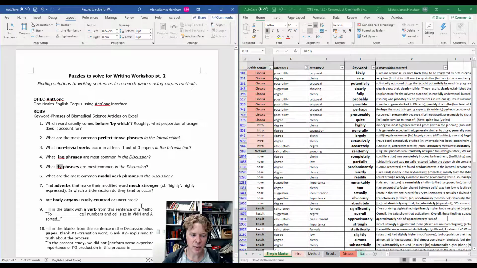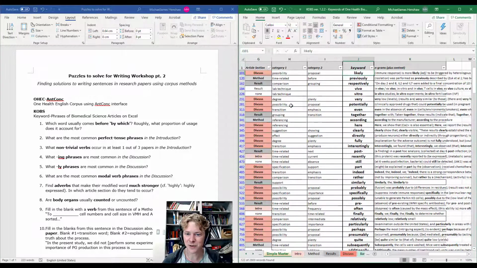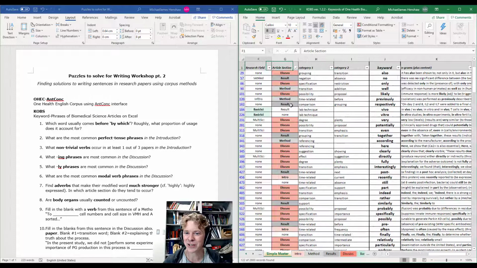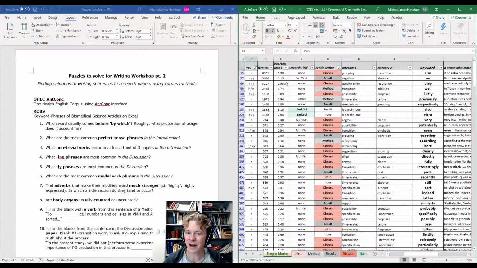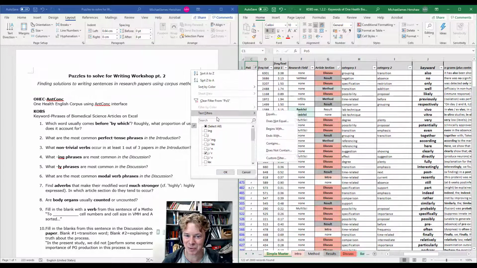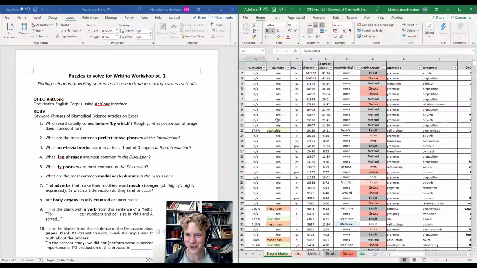All right, are body organs usually counted or uncounted? Question 8. Oh, before you leave, clear your filter. Clear your filter, and you can tell where the filters are by this little symbol right here. Clear your filters before you leave. Clear your filters before you leave. Are body organs usually counted or uncounted?